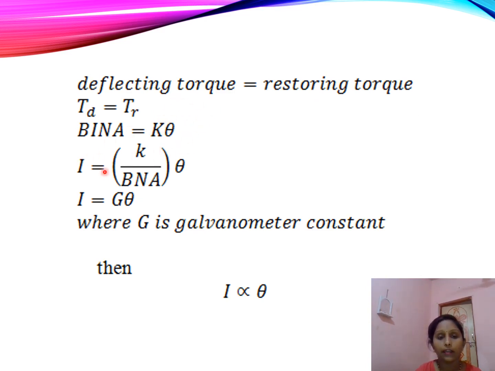From this I can write I is equal to K by N B A into theta. This K divided by N B A is constant, so I have written here G, which is the galvanometer constant. So the equation becomes I is equal to G theta. If I remove the constant, it becomes I directly proportional to theta. So as I said, the larger the current supplied, the larger the deflection I will get.